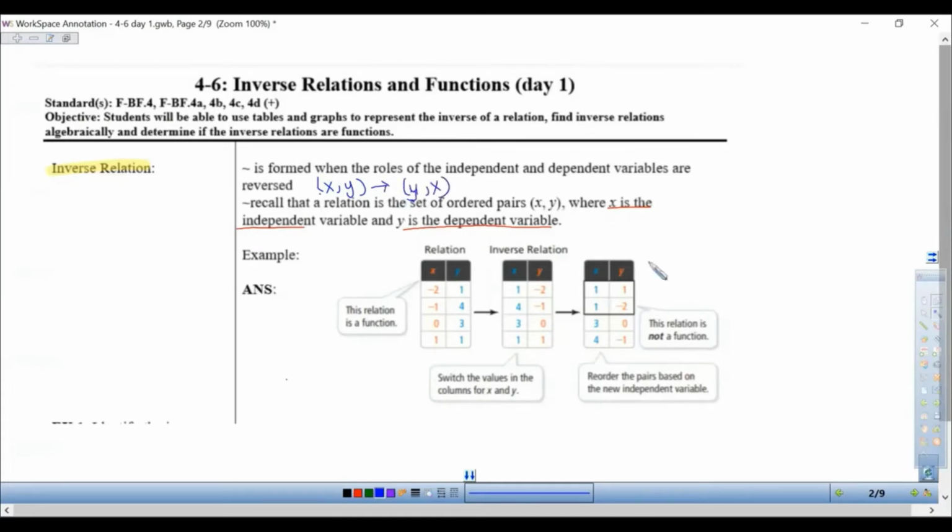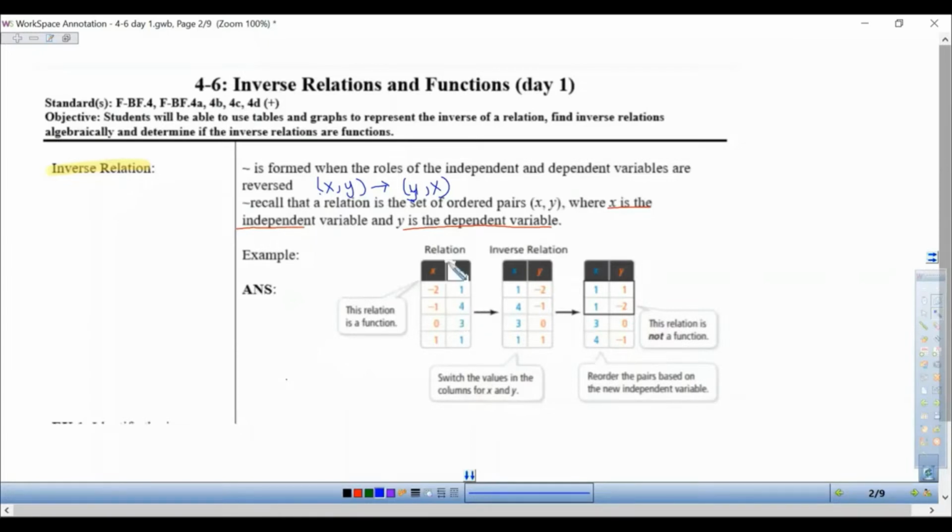Okay, so if we look at an example of this, they've given it to us in a table. So I have this relation. This relation is a function. Remember, it's a function if none of the x values map to different y values. We'll see the opposite of that when we get to the end. So (-2, 1) is a point, (-1, 4), (0, 3), (1, 1) are all the points.